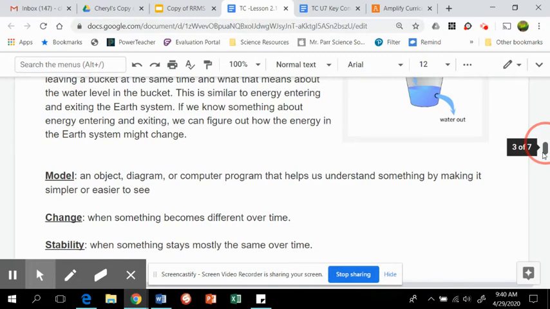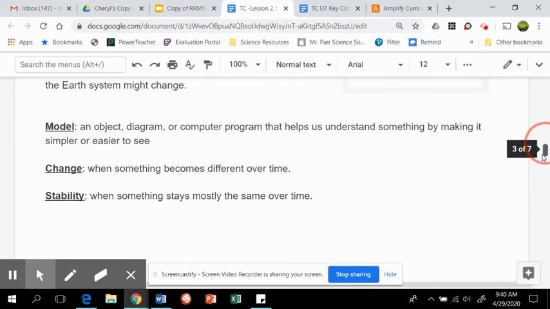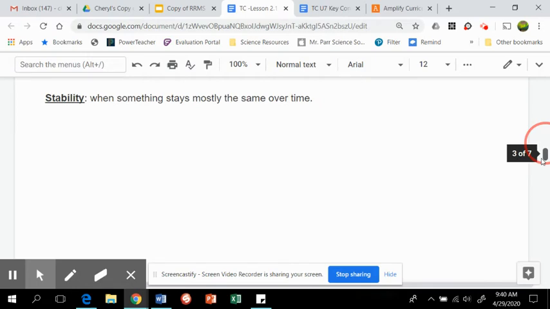So, some definitions that you had to write and that we are using today. Model: an object, diagram, or computer program that helps us understand something by making it simpler or easier to see. Change: when something becomes different over time. And stability: when something stays mostly the same over time.